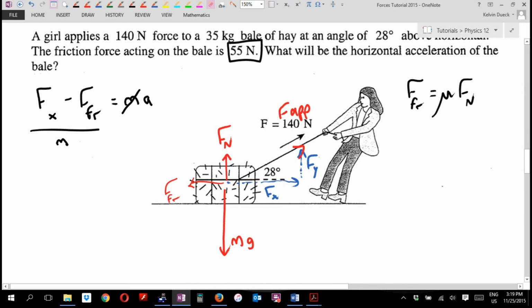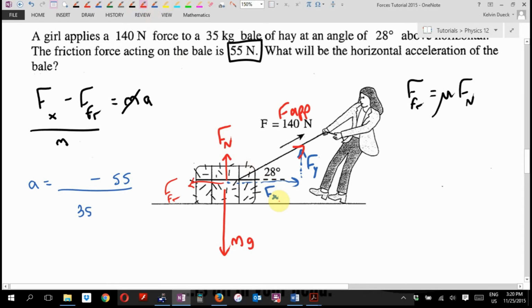But here, they gave me friction. So A is going to be, mass is 35. Friction is 55. All I've got to do is plug in Fx.